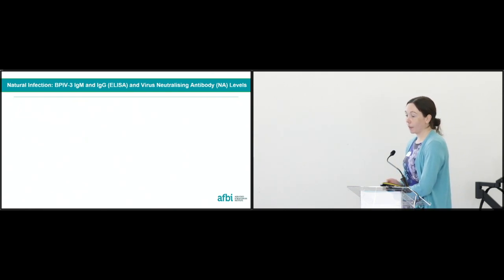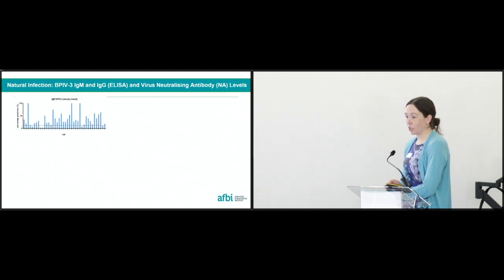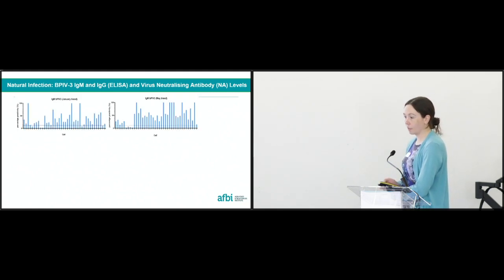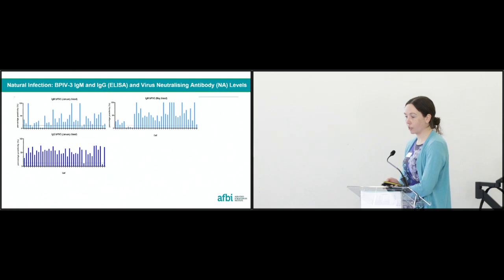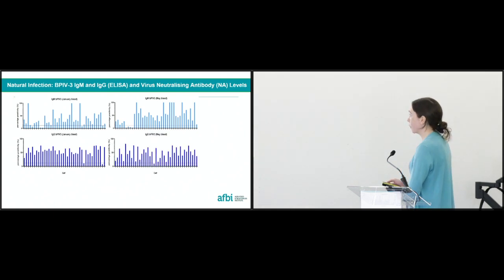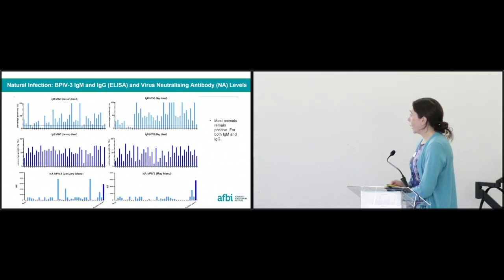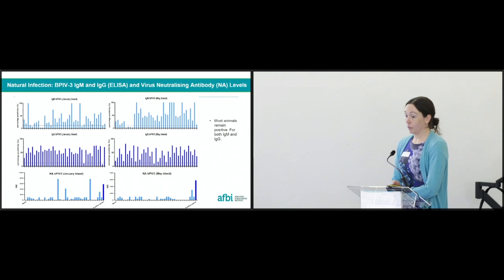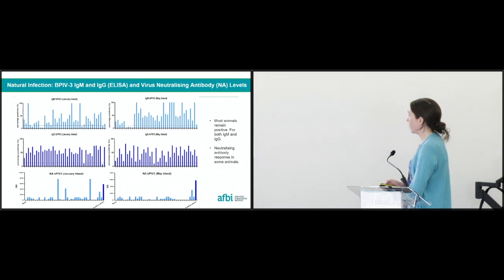For bovine parainfluenza virus, again, IgM in January and in May, and IgG in January and in May. Most of the animals remained positive for IgM and IgG at the later time point. And in this case, we did actually see some animals with a neutralizing antibody response against bovine parainfluenza virus at both time points.